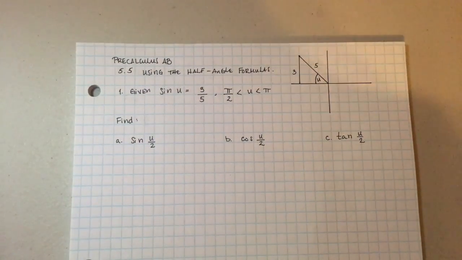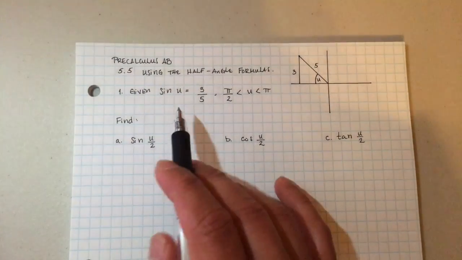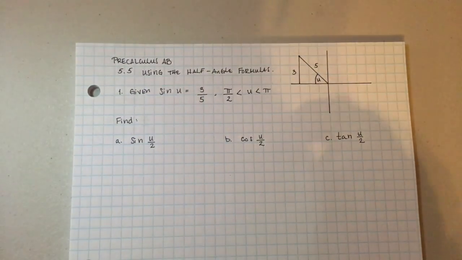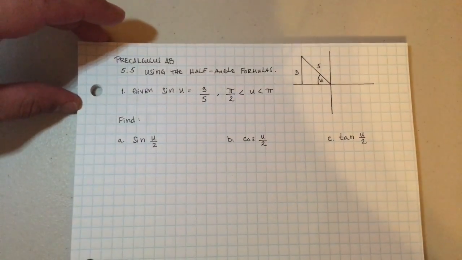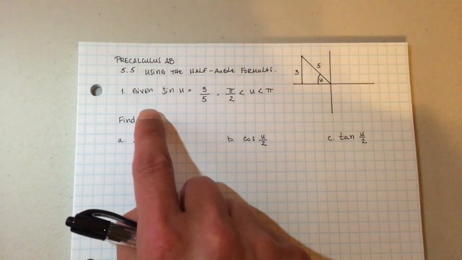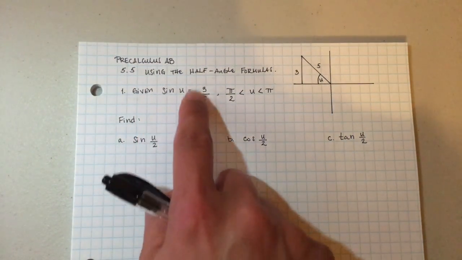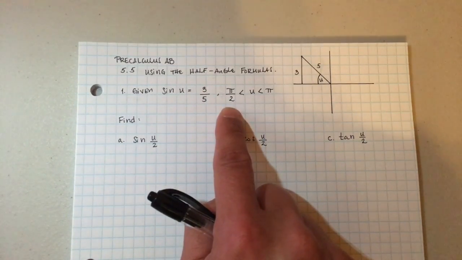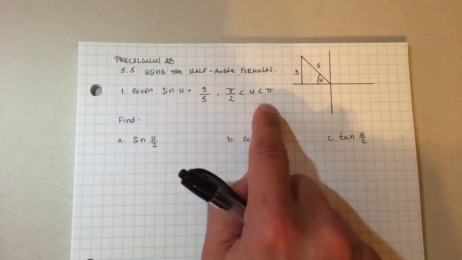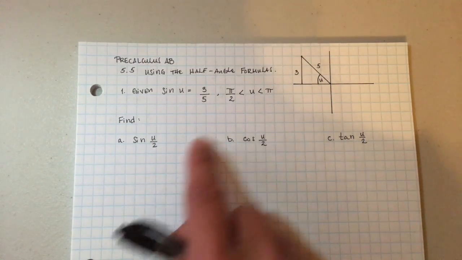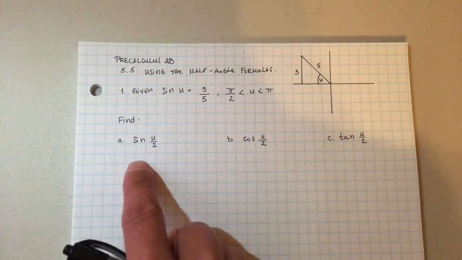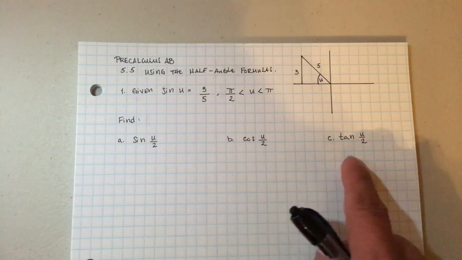Hey guys, in today's lesson I want to go ahead and continue working on half angle formulas with a different scope to it. In this case they give us a given sine value, sine of an angle u. It's 3 over 5 and it's in the second quadrant between pi over 2 and pi. And we have to figure out these relationships using our half angle formula.